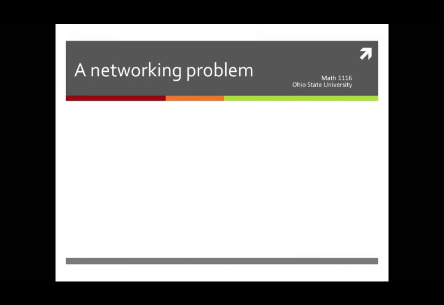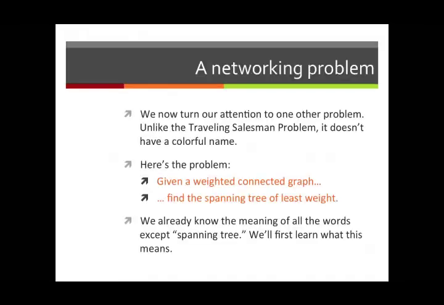In this lecture, I want to look at what I'm going to call a networking problem. This is a pretty standard problem in graph theory, although it doesn't have a colorful name like the traveling salesman problem. Here's the statement of the problem. Given a weighted connected graph, find the spanning tree of least weight. Now, if you think about the words here, you should see that we've studied everything except spanning tree.